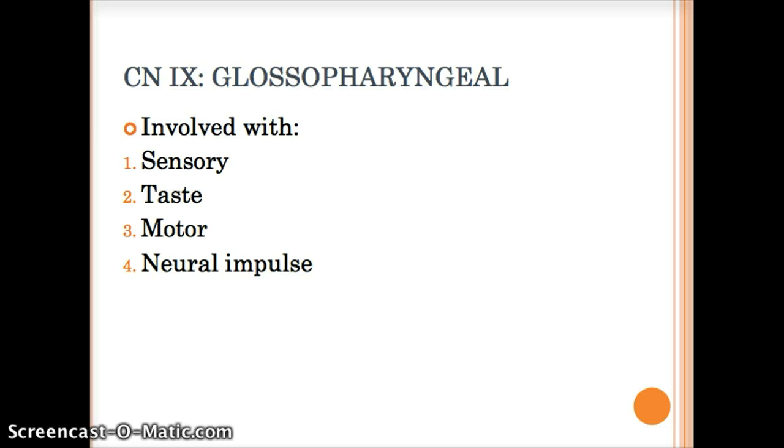Cranial nerve 9, this is the glossopharyngeal nerve, and it's involved with sensory of the outer ear and eustachian tube. Also, it's involved with taste for the posterior 1/3 of the tongue, motor of the salivary gland, and neural impulse of pharyngeal muscles.